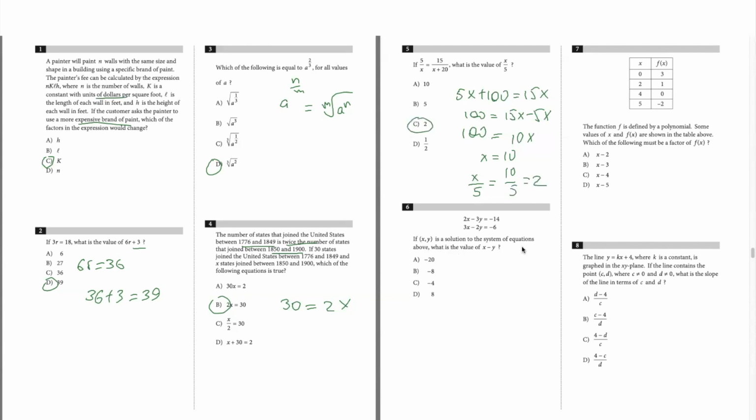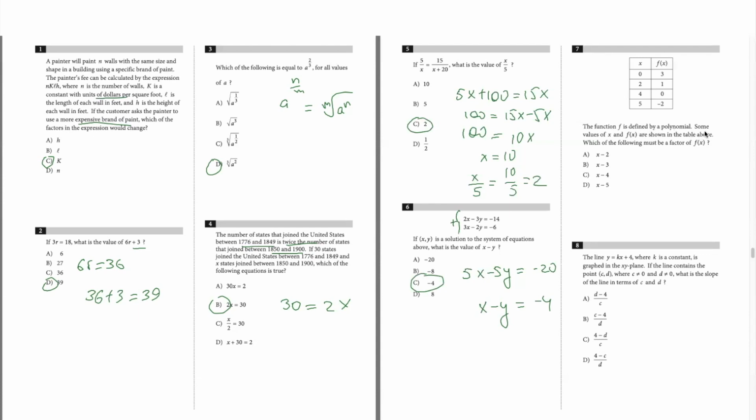6 is a solution of the system of equations, but what's the value of X minus Y? Look, if you just add them up, it is like 5X minus 5Y is equal to minus 20. If you divide both sides by 5, X minus Y is equal to minus 4. This is what the question is asking.